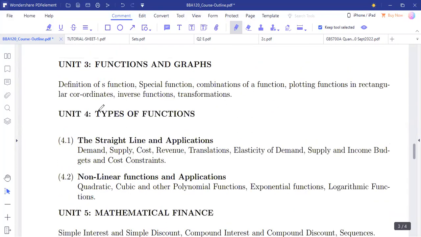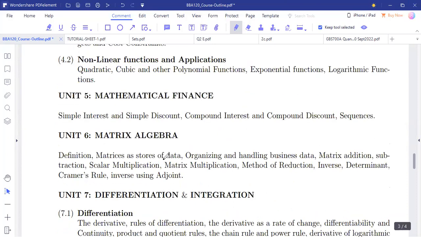After, we'll look at functions. This may also slightly be called mathematics for economists. We're also going to look at functions, how to draw graphs, and how to do the plotting using the function. Unit 4, we'll look at the types of functions, the linear and the non-linear, and the applications.